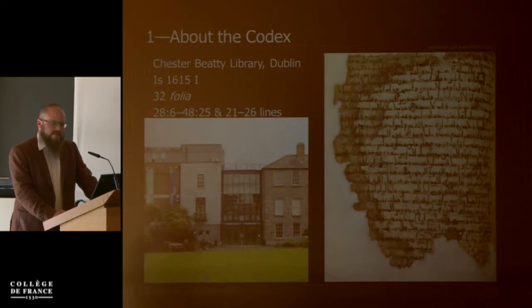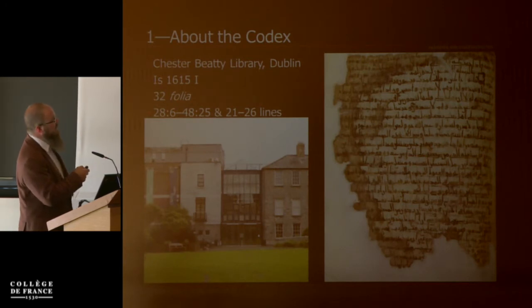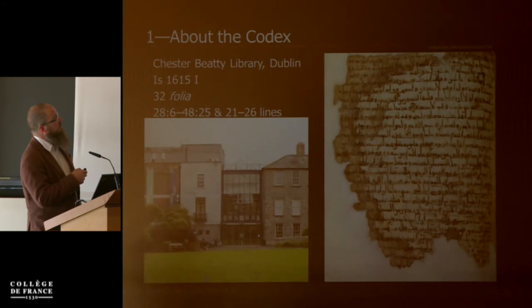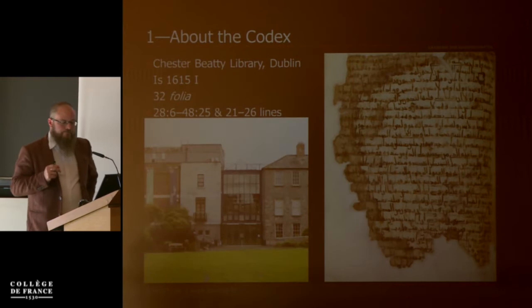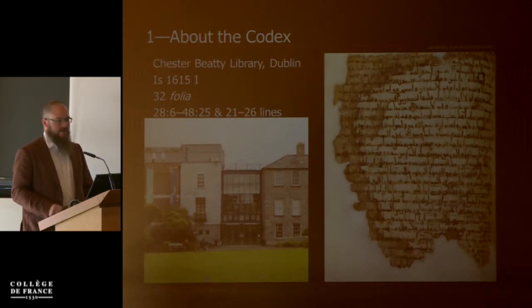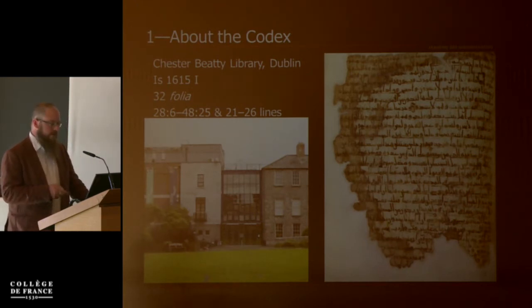I skipped the text span, but I would like to point to the number of lines. Throughout those 32 folia, you find 21 to 26 lines on a page, and the mean is quite exactly 24 lines. That's the average mean if you collect it all together. So it's quite stable. It's 24 minus 2 plus 2. It's quite stable in this part of the text.